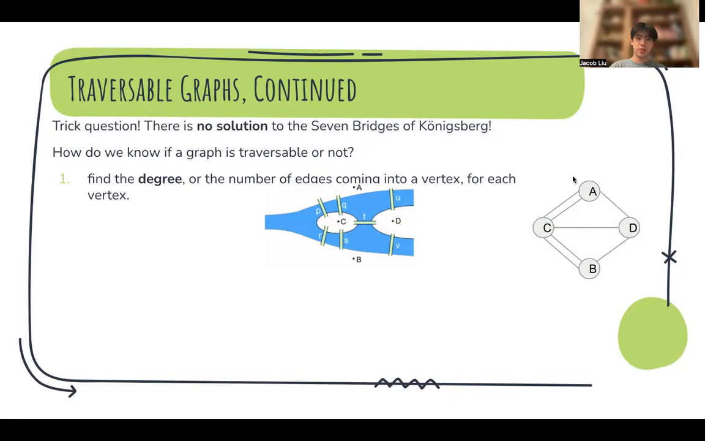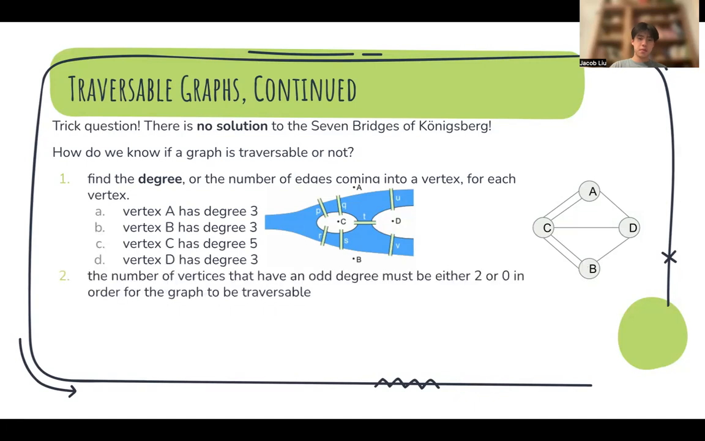On this graph on the right, the degree for the vertex C is 5. Degree for A is 3. Degree for D is 3. Degree for B is 3. And then the number of vertices that have an odd degree must be either 2 or 0. So this means that either all of the degrees have to be even or only 2 can be odd, and those will be the starting and ending points.